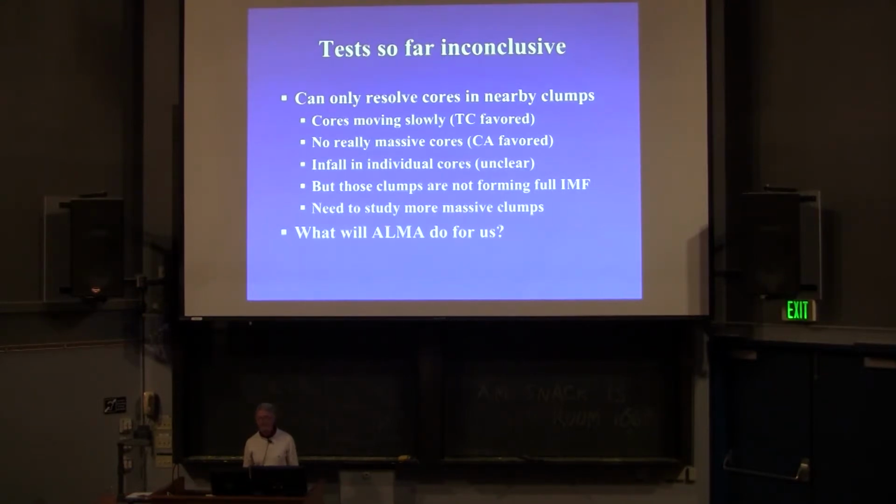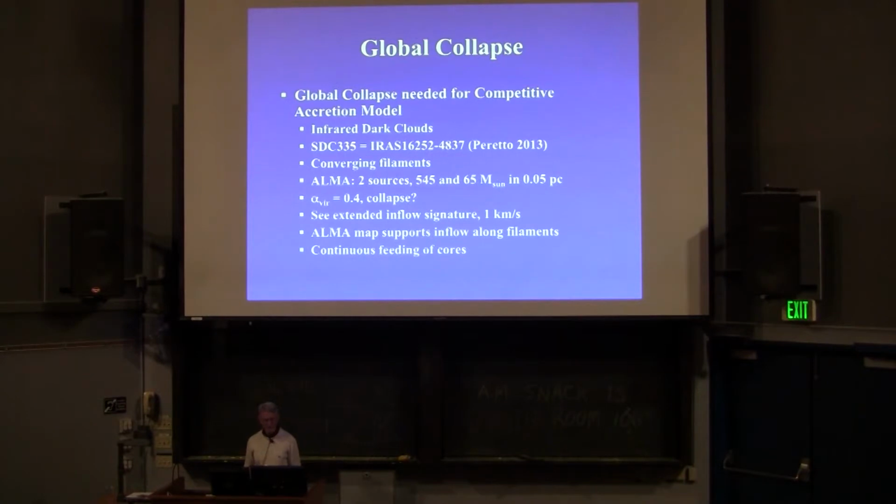And so we need to study more massive clumps, but they're far away. We need high resolution. We need extremely good image fidelity because it's going to be a messy problem with lots of individual cores in this clump. So what will ALMA do for us? I'm going to present a few things that have come out of the very earliest ALMA results, and they purport to support one or the other of these pictures, though I'm not sure they yet do it.